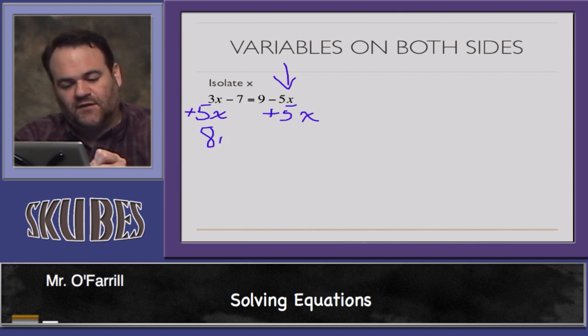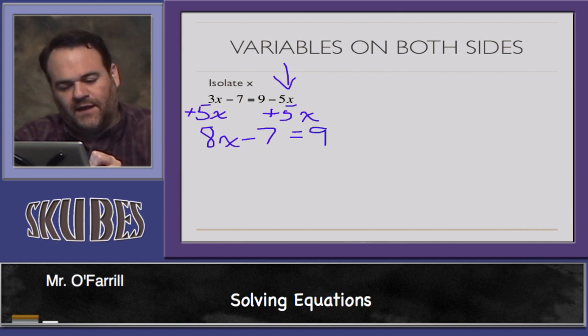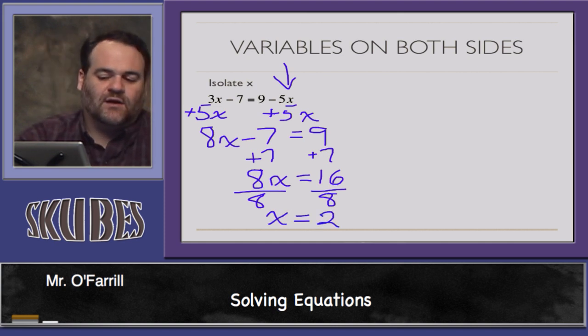3x plus 5x is 8x minus 7 equals 9. We can add 7 to both sides to get 8x equals 16. Divide both sides by 8 and x equals 2. I think that's correct. We've got some space and some time.